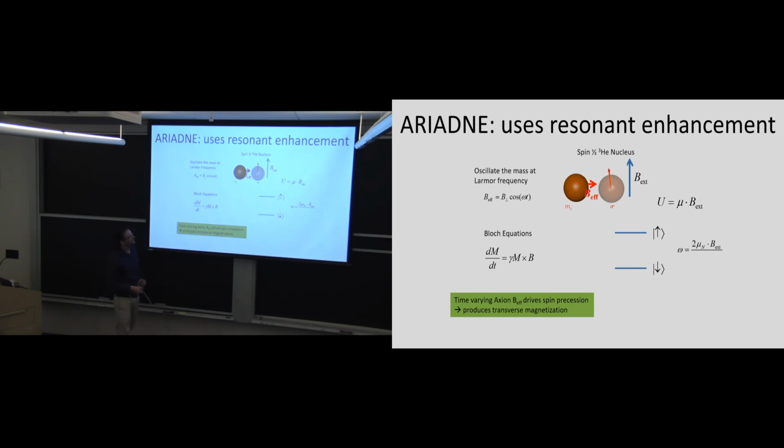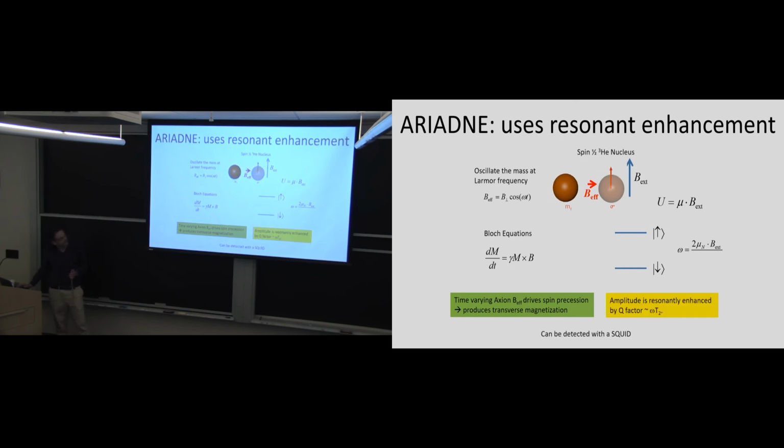This allows me to get an enhancement due to, again, a quality factor in the system, where the quality factor is actually due to the product of the frequency omega times T2, which is the transverse decoherence time. So then this spin will then precess. It requires some transverse magnetization, which one can detect with a magnetometer, in our case using a SQUID magnetometer.